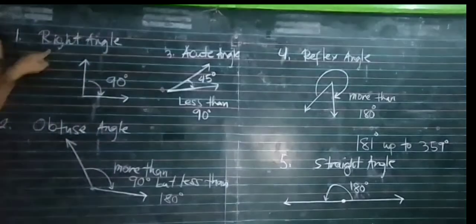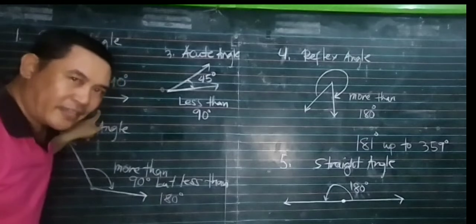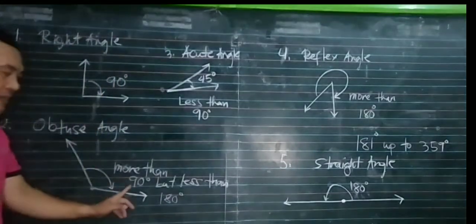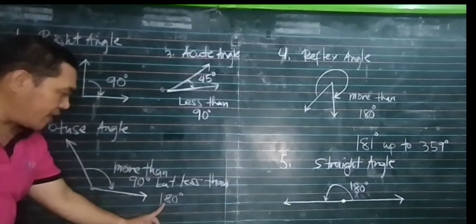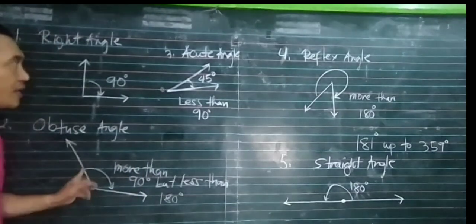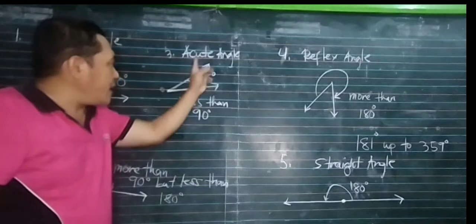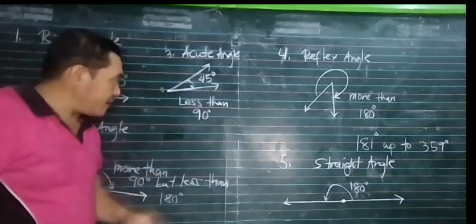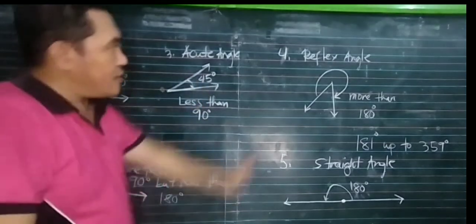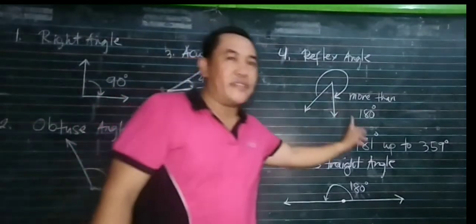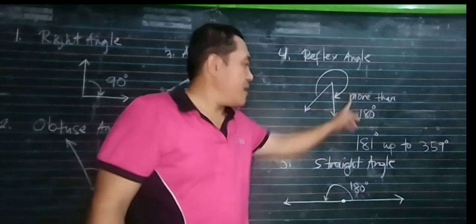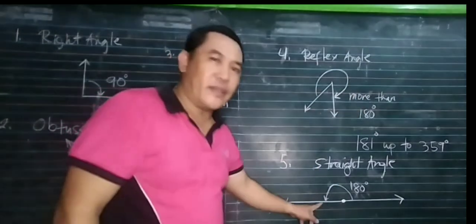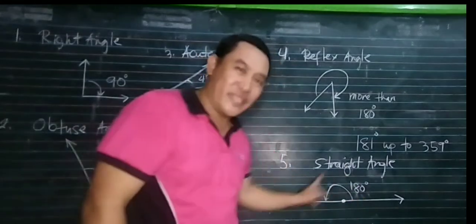First one, we have the right angle, having exactly 90 degrees measure. Another one is the obtuse angle, having more than 90 degrees but less than 180 degrees. Another one, the acute angle, with less than 90 degrees measure. A reflex angle has more than 180 degrees as its measure. And the last one is called a straight angle, with exactly 180 degrees measure.